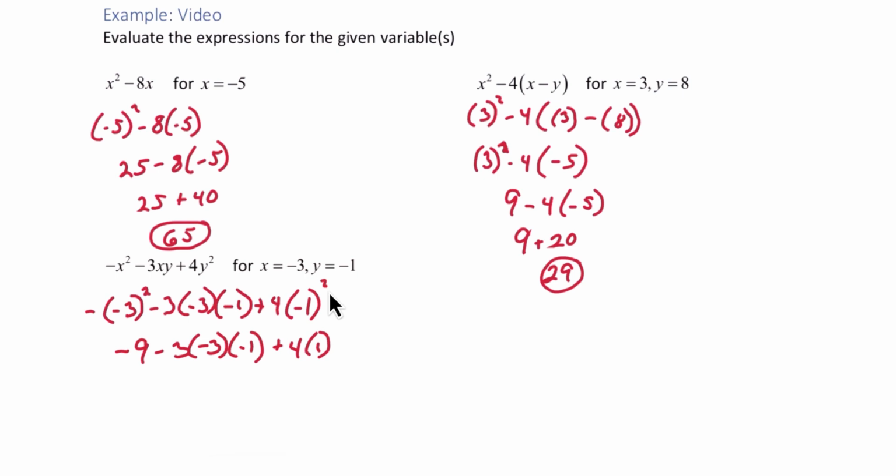Now we can take care of any kind of multiplication and division. In this case, multiplication is the only thing we have. So I'm going to bring down the negative 9. We have negative 3 times negative 3 times negative 1. That is a negative 9. And then here we have 4 times 1, that is 4. And now we can add and subtract left to right. Negative 9 minus 9 is negative 18, plus 4 is negative 14.